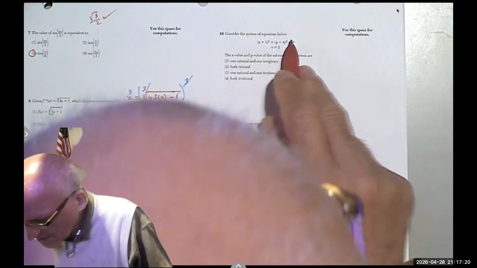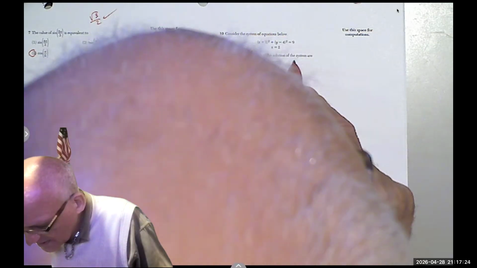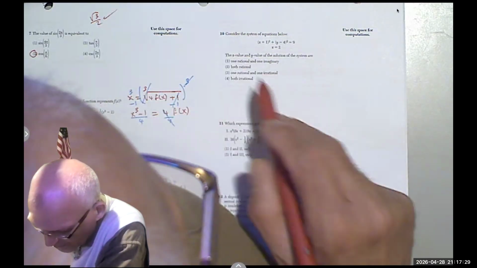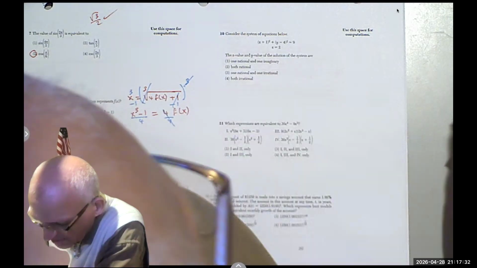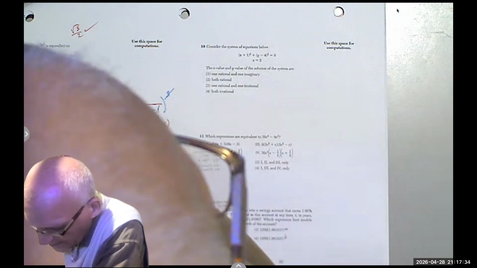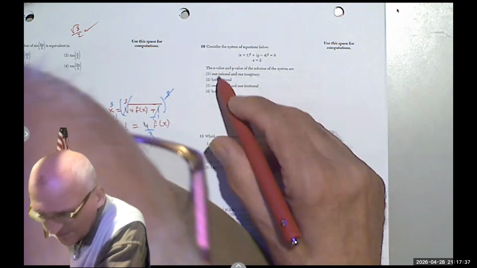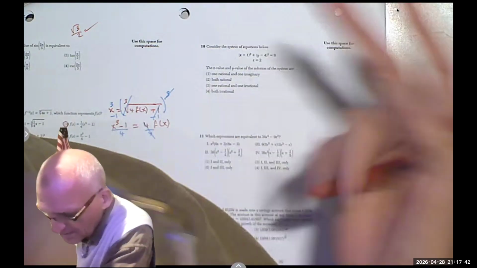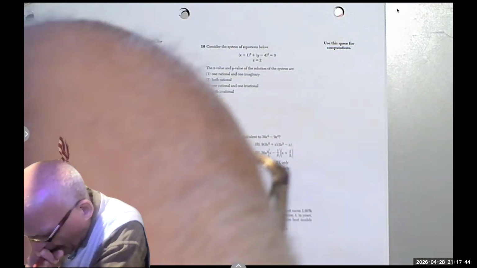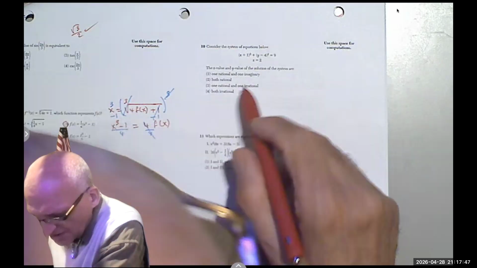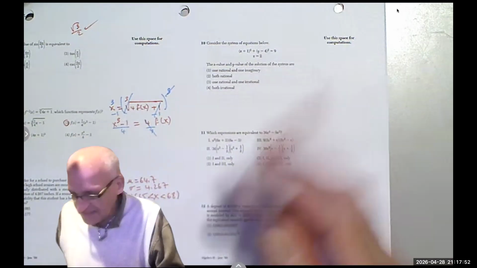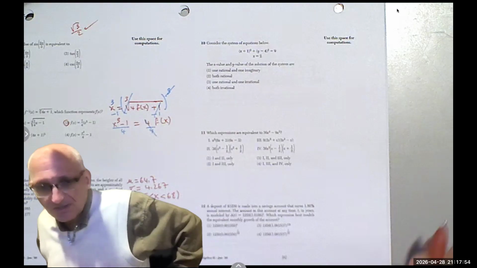Consider the system of equations below. The x and y value of the solution of the system are, one of them is rational and one imaginary, both are rational, one irrational, or both irrational. In fact, you cannot have one rational and one imaginary. It's impossible because imaginary, like irrational, come in pairs. So I can exclude that. Also, irrational come in pairs. So 1 and 3, just by looking, you can exclude them. So it's either both rational or both irrational.